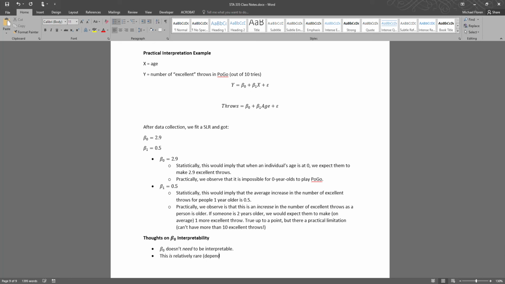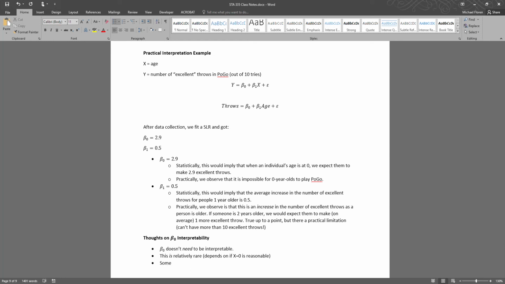Because it depends on if x equals 0 is reasonable. So if x equals 0 is reasonable, then you're good to go. So the only times that you're going to run into interpretability issues is when x equals 0 is not reasonable. So 0 doesn't make sense on your x scale.